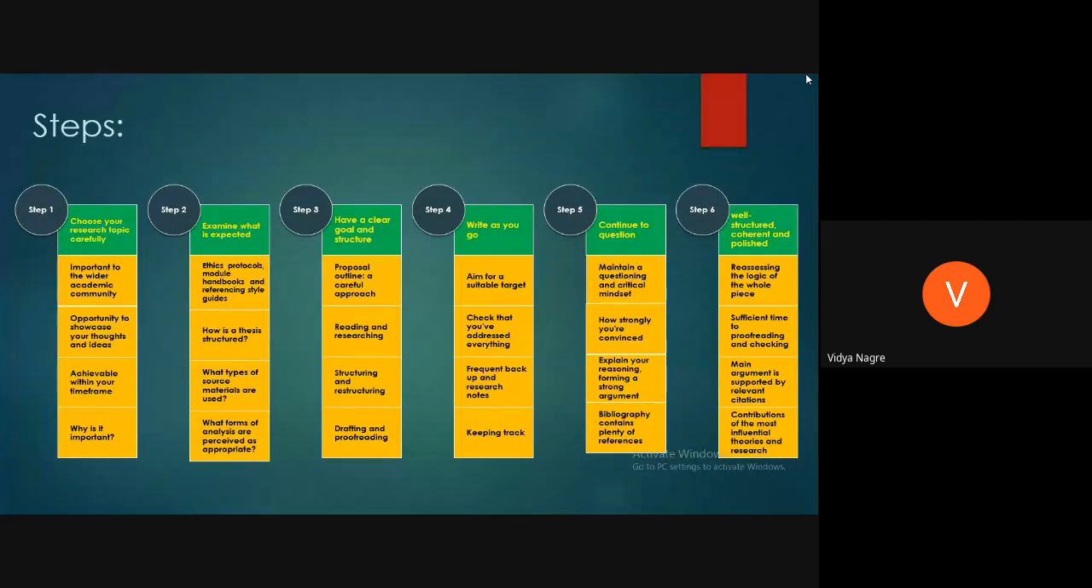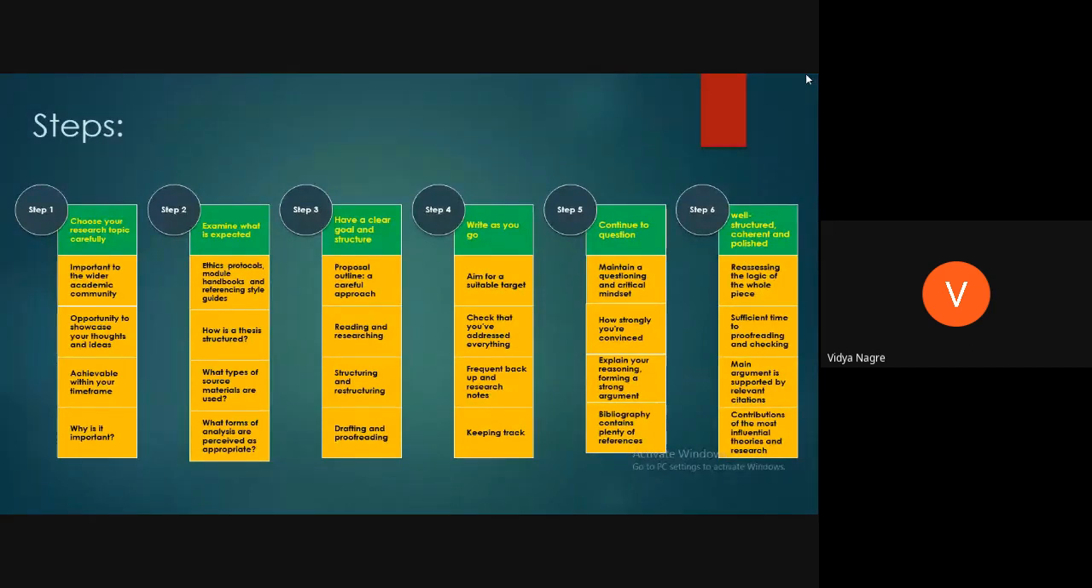Then your thesis, the last step, has to be well structured, coherent, and polished. Now, understand, the bibliography I have already talked about. You have to give references to whatever material you are using. Somebody's studies you are referring to in your particular study, make sure that you cite it in the bibliography. So you will not come under plagiarism.